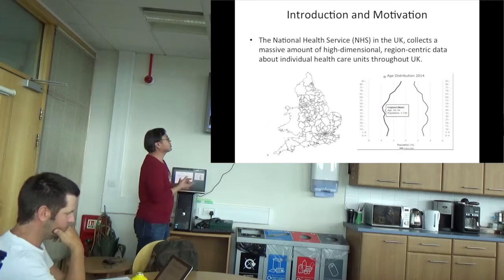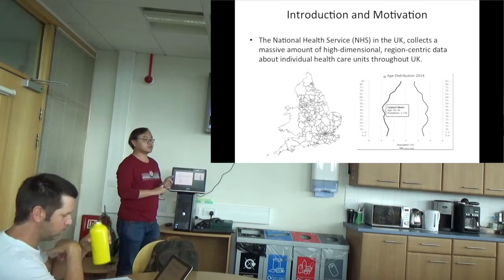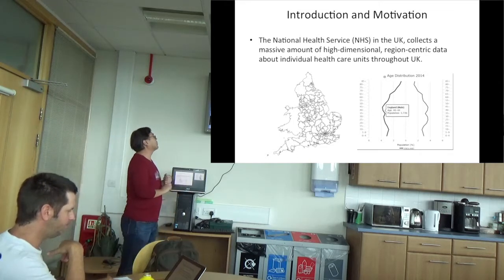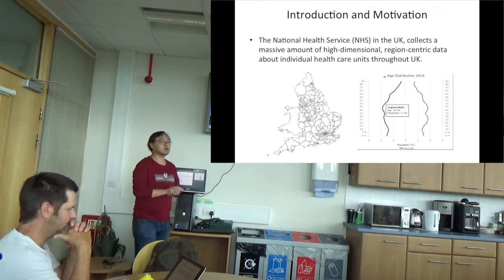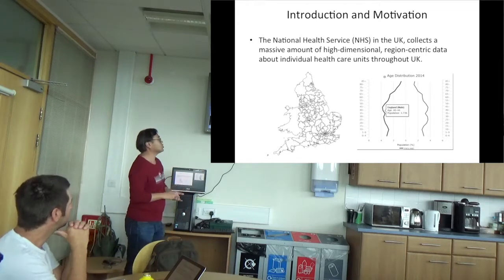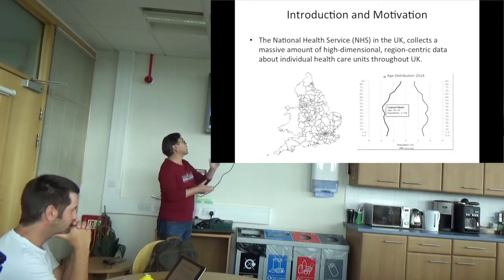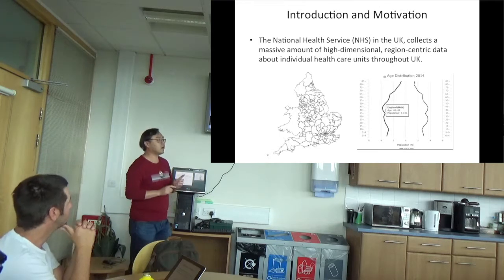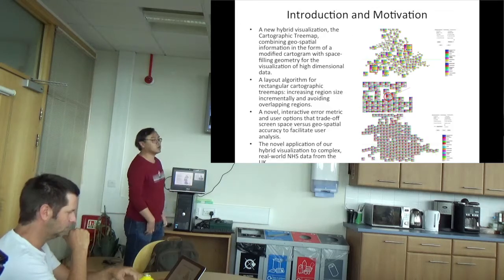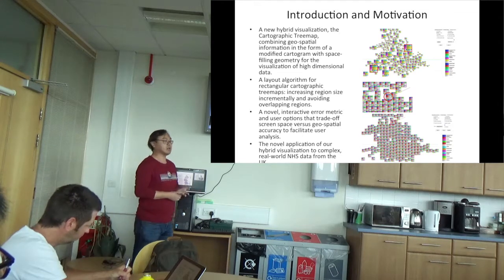First, I would like to introduce the data. The National Health Care Service collects a large amount of geospatial-based, high-dimensional, and multivariate data. Generally, they present this data with simple visualization tools, such as the original England map divided into more than 200 CCG regions, and a basic line chart visualizing just one attribute at a time. Our project is trying to combine the geospatial information and the multivariate high-dimensional data together.